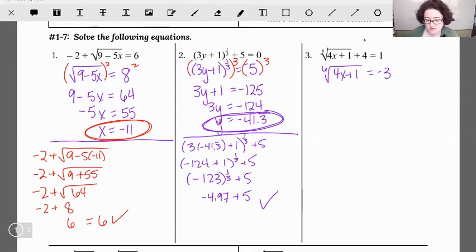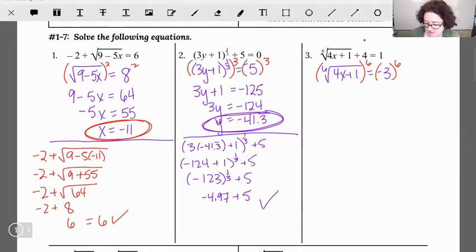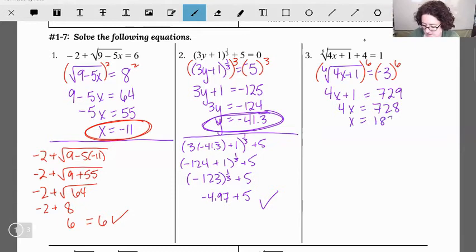So 6th root means I have to raise both sides to the 6th power. Okay, and so that cancels out my 6th root. Negative 3 raised to the 6th power is going to be a large number, positive 729. Again, be careful using your parentheses on your calculator. And then get your x by itself. So subtract the 1, divide both sides by 4, and it actually gives us this pretty nice number, 182.